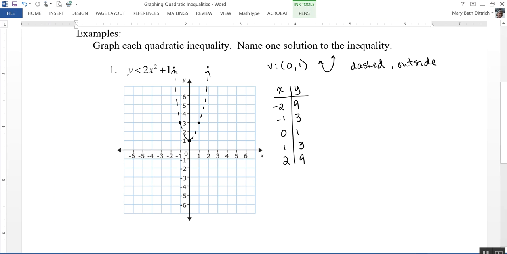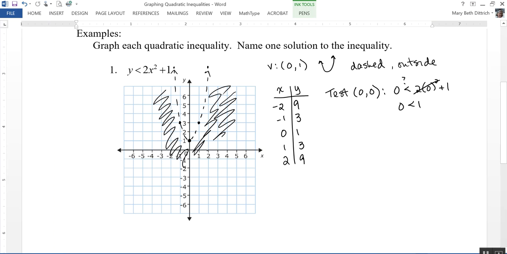Okay, and I believe I'm going to be shading on the outside, but let's go ahead and test a point. If the graph does not go through the point (0, 0), let's always choose that because that's a nice easy number to plug in for x and y. So is 0 less than 2 times 0 squared plus 1? Well, that just becomes a 0. Is 0 less than 1? Indeed it is, so I want to shade the region that contains the point (0, 0), so all of this area outside of the parabola gets shaded. I'm not going to worry about shading the whole thing.